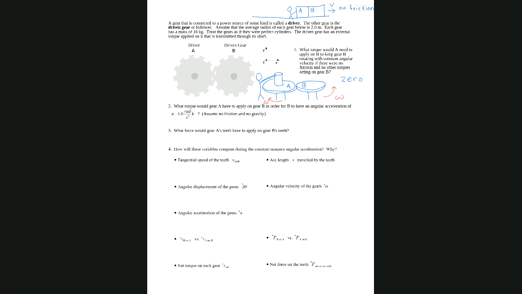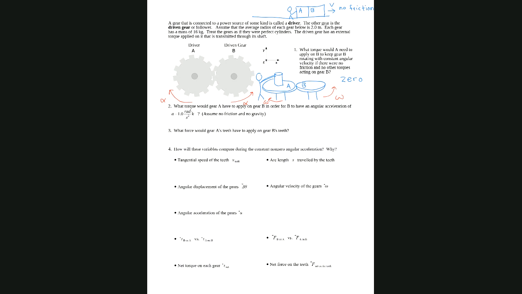So now let's look at number 2. In that situation, we actually do want an angular acceleration this time. So let's go ahead and draw the direction of the angular acceleration. It's actually going to be the same for both gears because they have to interlock. Now, what torque does gear A have to apply on gear B in order to achieve this angular acceleration of 1 radian per second squared counterclockwise?